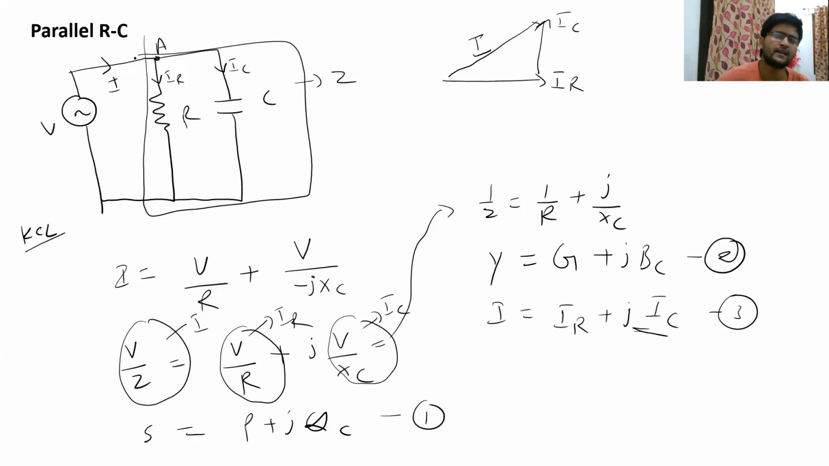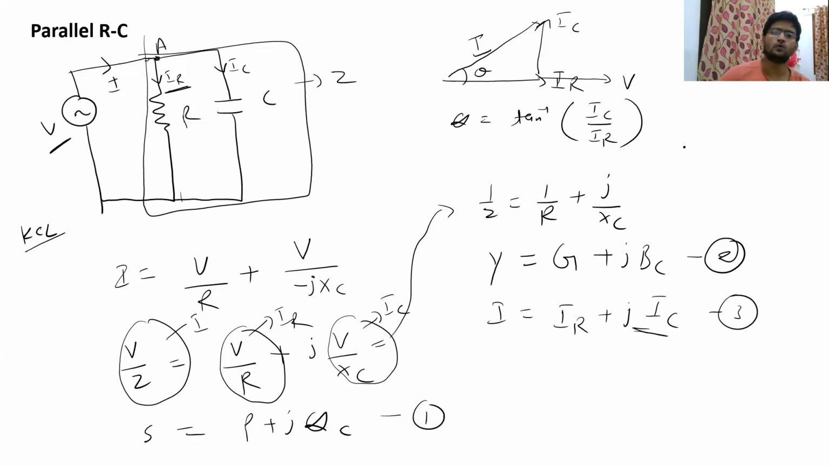And since this voltage is directly across R, the phase of V and IR is going to be the same. So we can further write this, the phase of V is in the same direction as IR. So what you can say is that in this circuit, parallel RC circuit, the current is leading the voltage by an angle theta. And what will be the value of that theta? Theta is nothing but tan inverse IC upon IR.